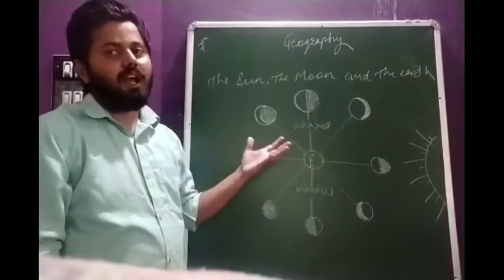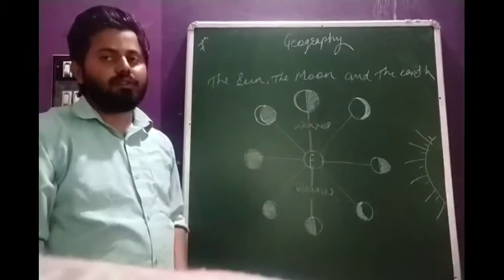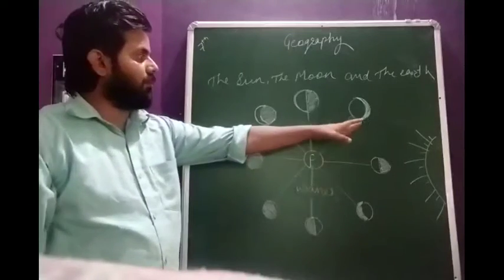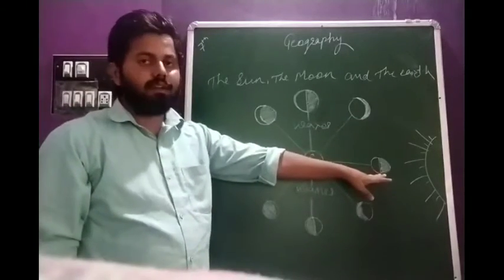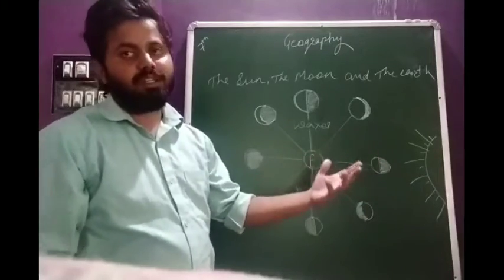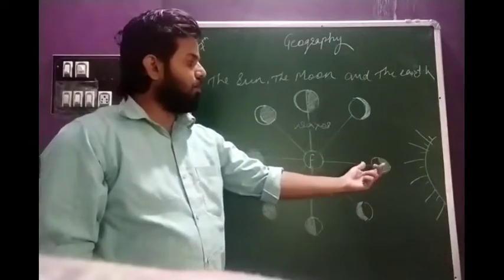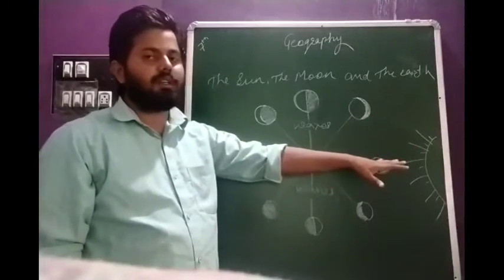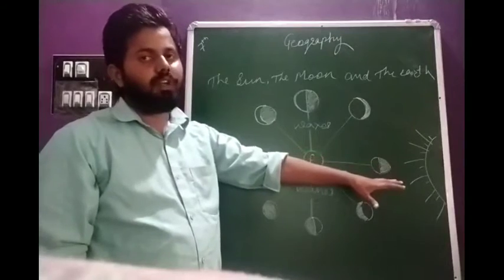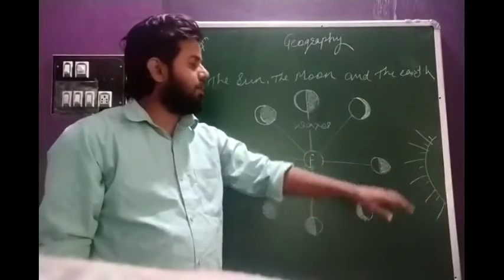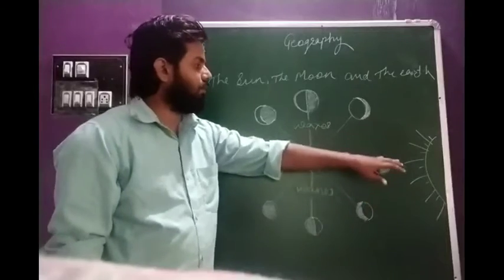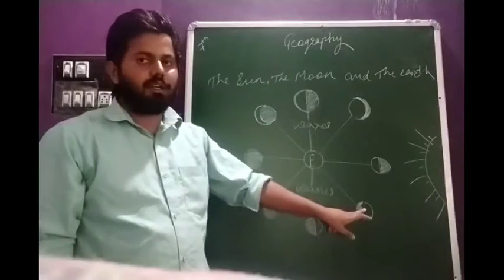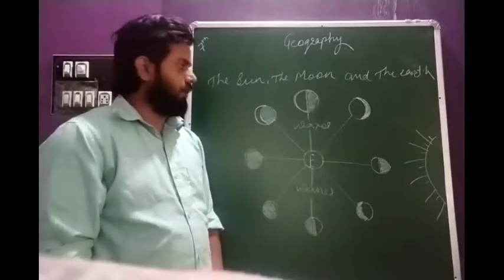Now you can see the phases of the Moon. There are 8 phases of the Moon. Starting from the new moon day, when we cannot see the Moon in the sky, because the Moon is exactly between the Sun and the Earth. That is known as new moon day. When we start from the new moon day, it goes 1, 2, 3, 4, 5, 6, 7, 8, and again there is a new moon day.